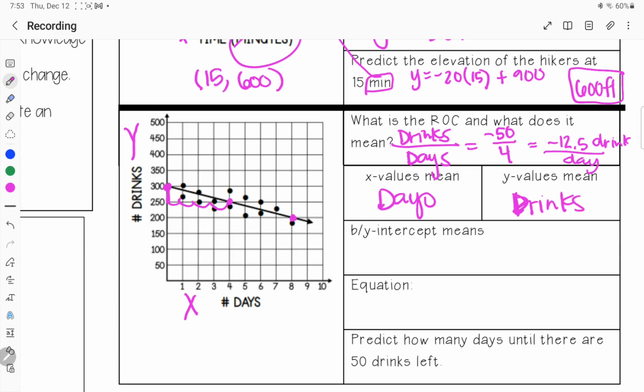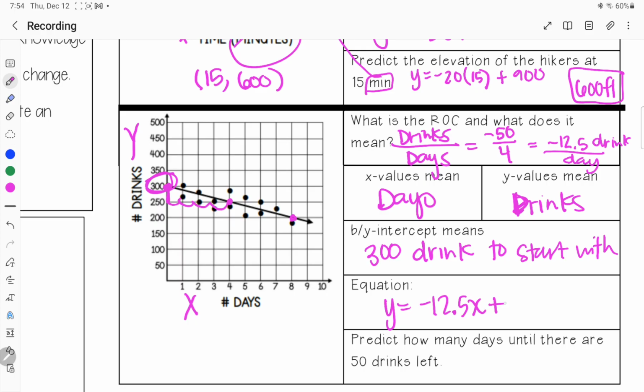And then my y-intercept. My y-intercept is where this graph starts, where my line of best fit is crossing through on that y-axis. So this is 300 drinks to start with. Or we begin with 300 drinks, okay? Now my equation, y equals, I need my m. I'm going to use negative 12.5 for my m. You could put this fraction if you want, but when we put it in for an equation, it's just nice that it's not a big fraction. So negative 12.5, so y equals mx plus my b, I started with 300 drinks.